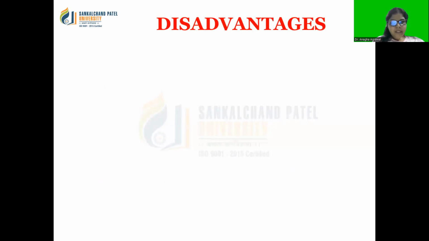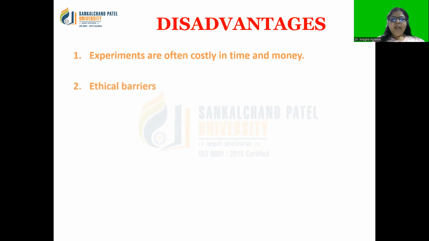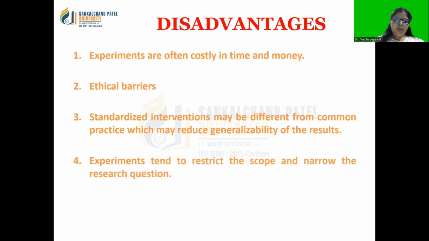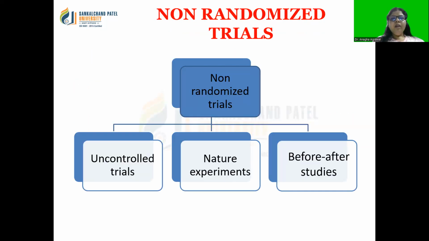There are some disadvantages too, like experiments are often costly in time and money. There are some ethical barriers to doing such kind of a study. Standardized intervention may be different from the common practice, which may reduce generalizability of the result. Experiments tend to restrict the scope and narrow the research question, and a large number of subjects are needed for such kind of a study.